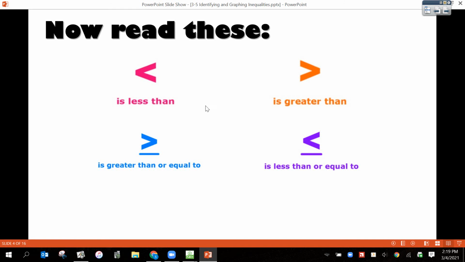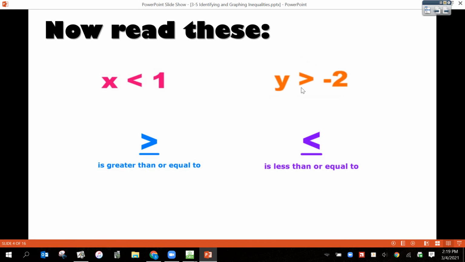Now let's read these. First, the less than symbol. X is less than 1. That means X can be anything smaller than 1. Now greater than. Y is greater than negative 2. So Y would be anything greater or higher or bigger than negative 2.